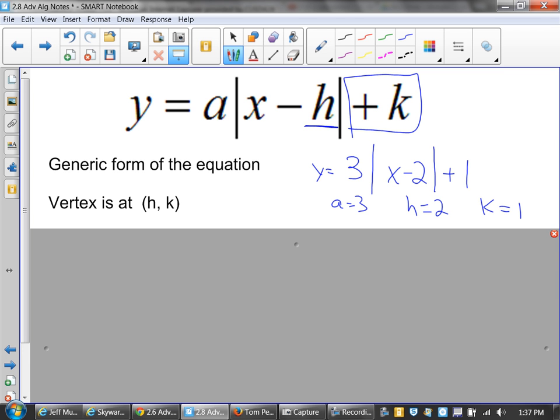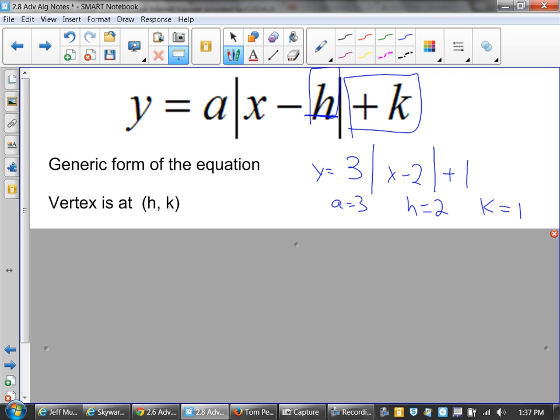When you get to the H part, if it's X minus H, the H value is 2. If it was X plus 2, it would be negative 2. This is what you need to get in your head, and it will only take 3 or 4 problems. Your H value in this instance is going to be the opposite of what it's showing. It shows minus 2, H is 2. It shows plus 2, H is negative 2, and so on.